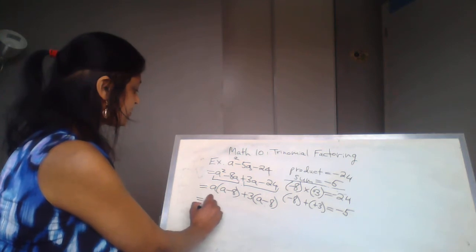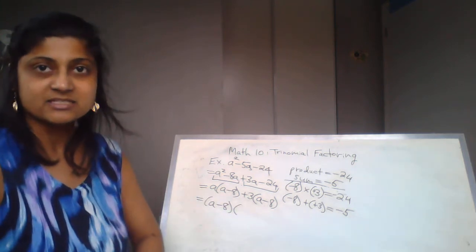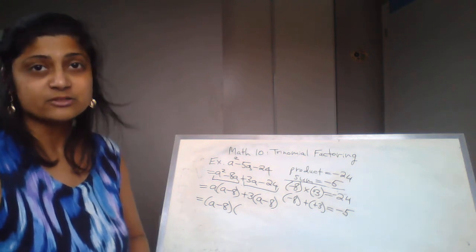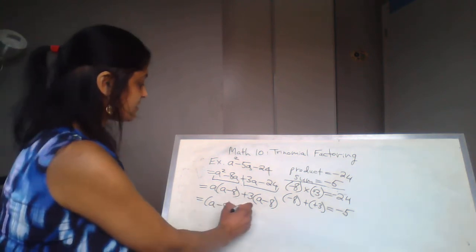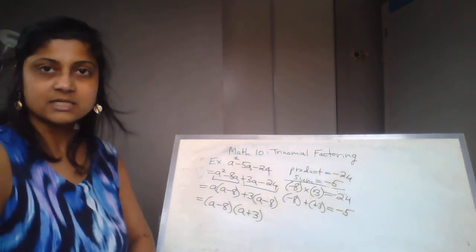So my two factors here are going to be a minus 8, which is on the inside, a common factor. Another factor is whatever's on the outside, so I have a plus 3. Just like this.